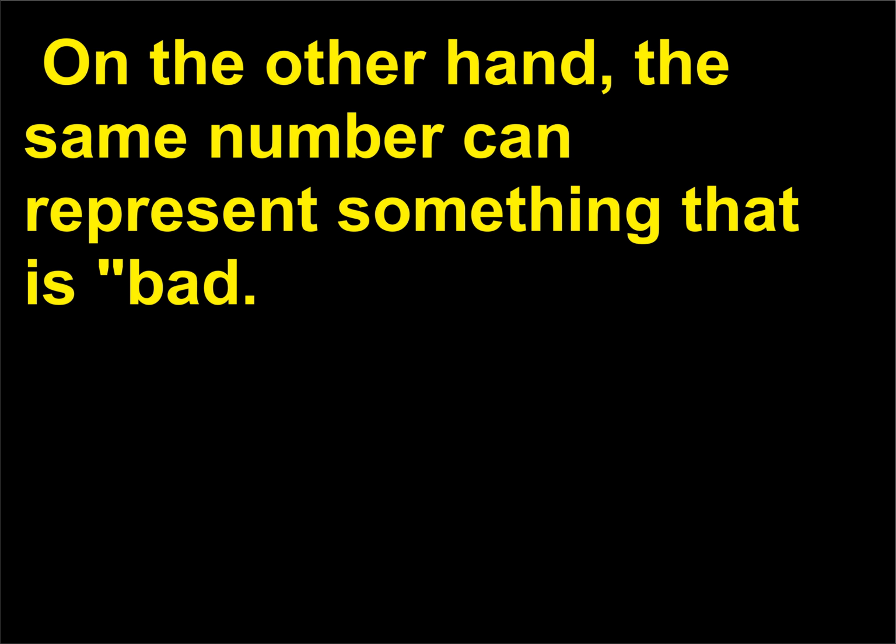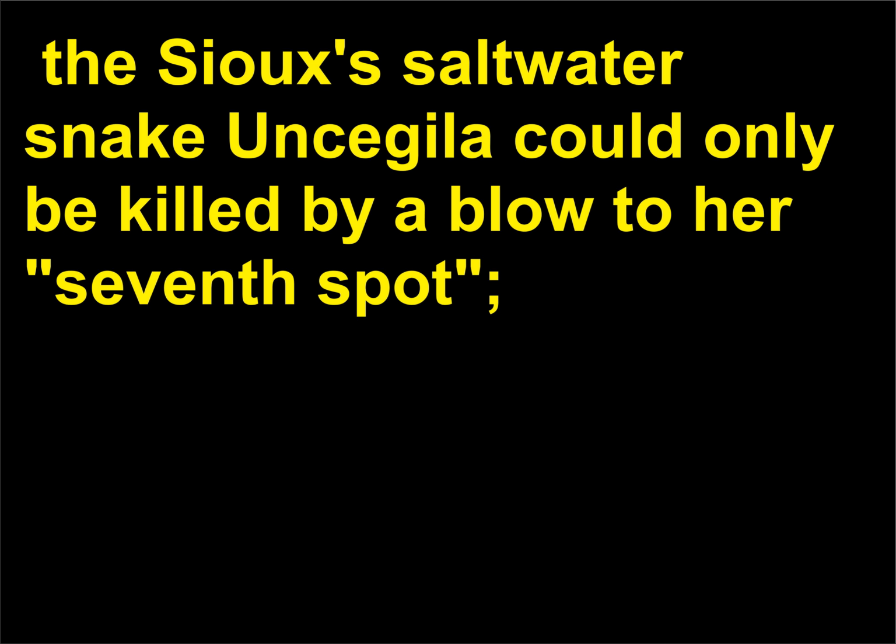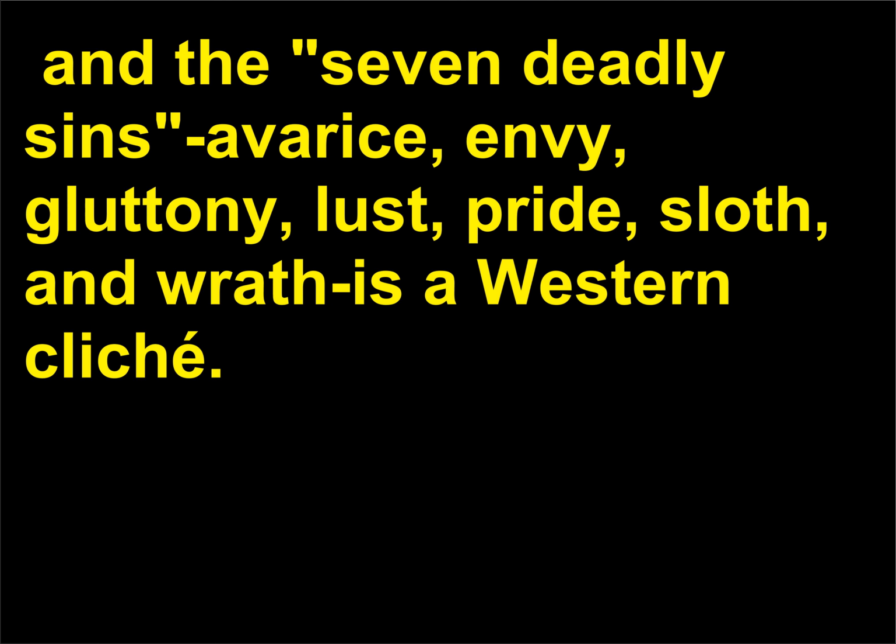On the other hand, the same number can represent something that is bad. For example, many mythological monsters have 7 heads, in Native American lore. The Sioux saltwater snake Unskula could only be killed by a blow to her 7th spot. And the 7 deadly sins, avarice, envy, gluttony, lust, pride, sloth, and wrath, is a Western cliché.